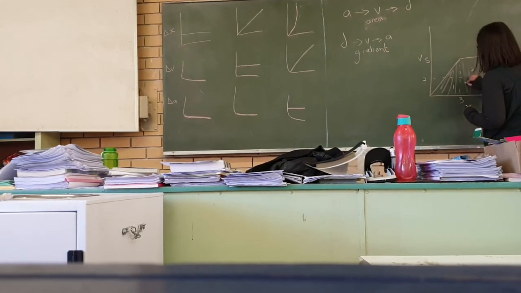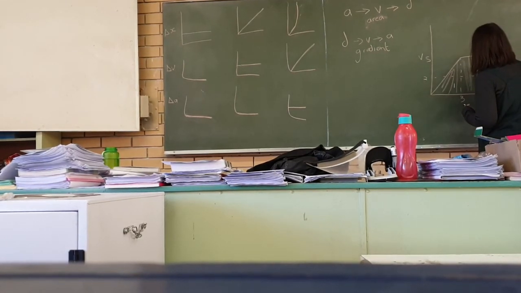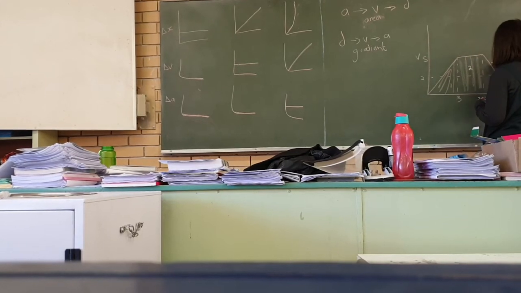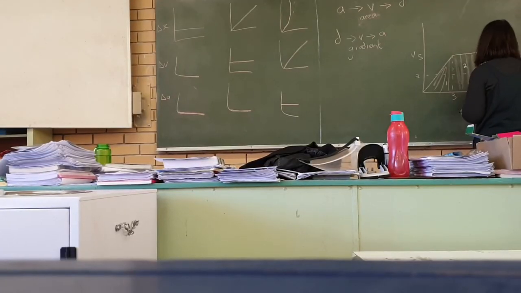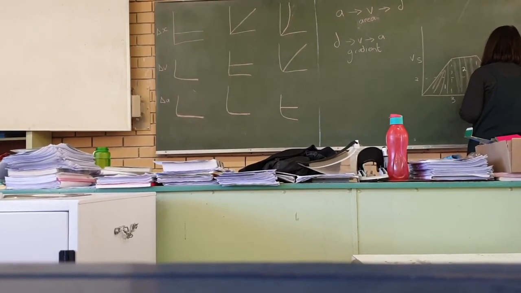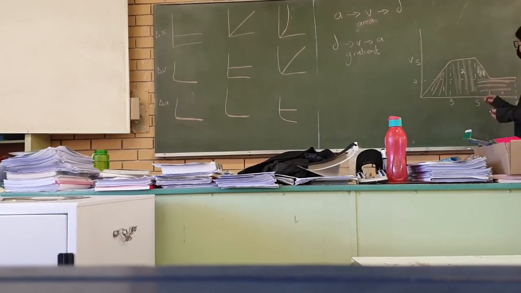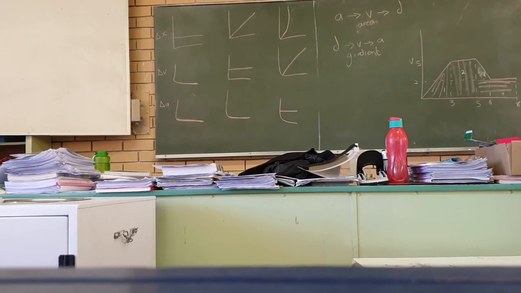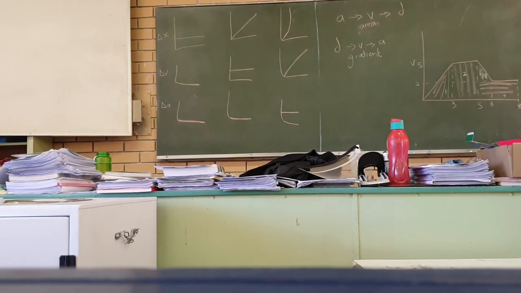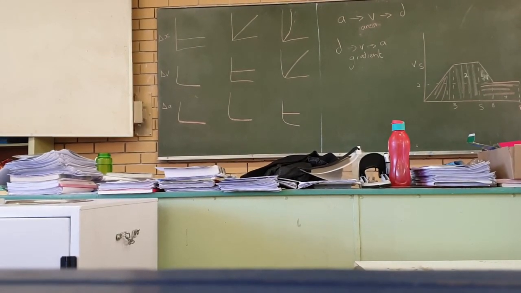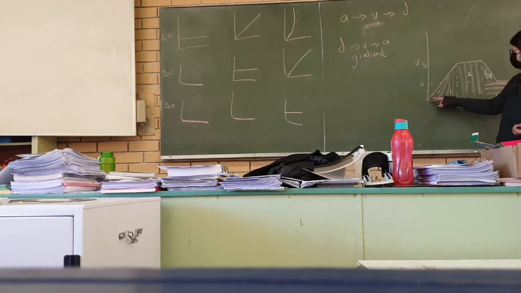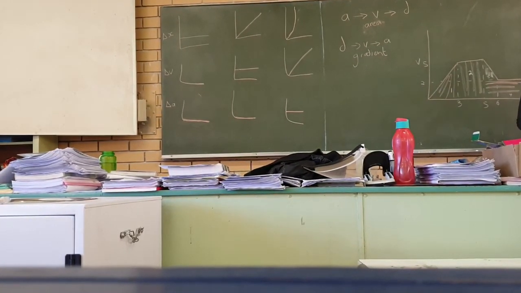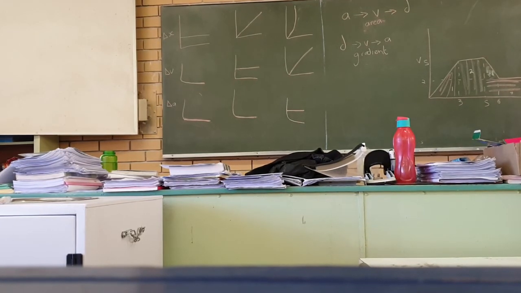So this is mine, 2, this will be mine, 3, and then 4. So I'll calculate the area of those 4, add them together, and that'll be my displacement. If I wanted to calculate the acceleration in the first 3 seconds, I'll calculate the gradient of that line.